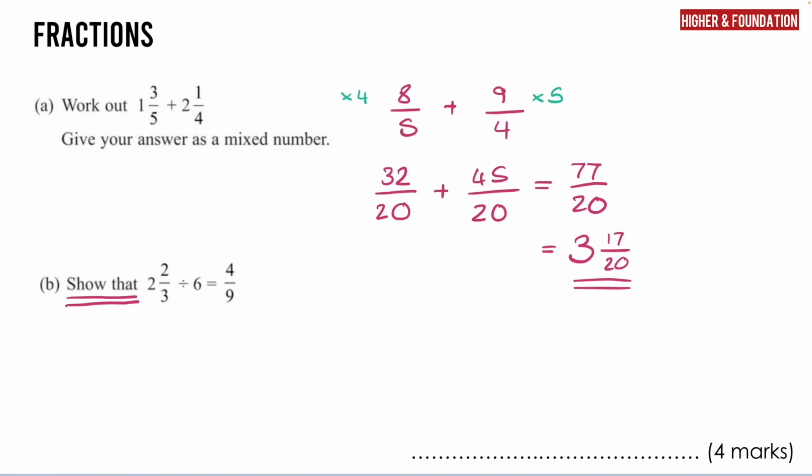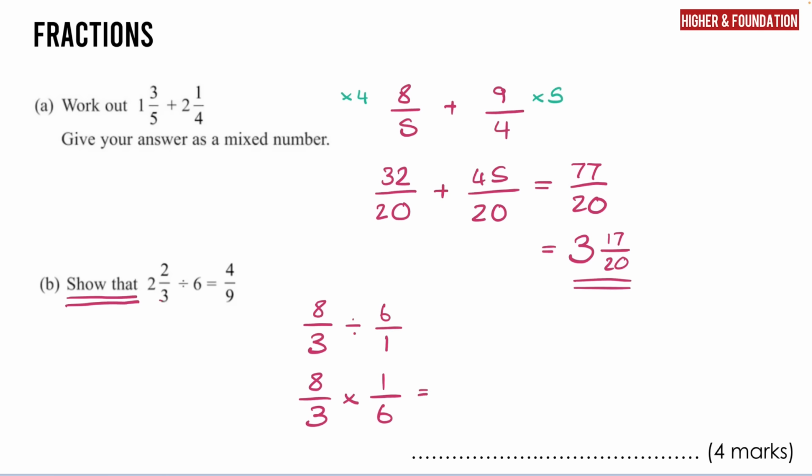For the division question here, again, we take the same approach. We need to make sure that they are written as improper fractions. So 2 times 3 is 6, add the 2 is 8 over 3, and we're dividing by 6. Now, as we are doing a division, I would write that as 6 over 1, and therefore we can now multiply by the reciprocal, and we can show that we are going to do times 1 over 6. Now again, if we type that into our calculator, it will get us straight to 4 over 9, but we're trying to show that it equals 4 over 9.